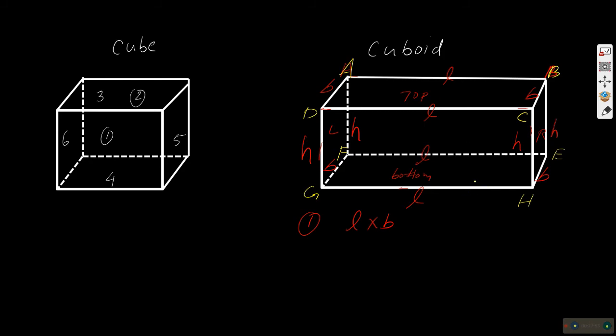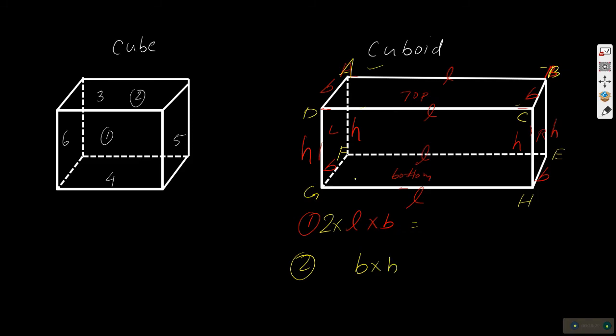H. So if I think in that way, if I consider length into breadth, it is just like G, H, E, F. That particular side I am considering, and it is having similarity with A, B, C, D. There are two such faces.